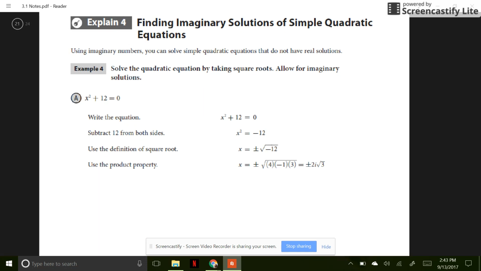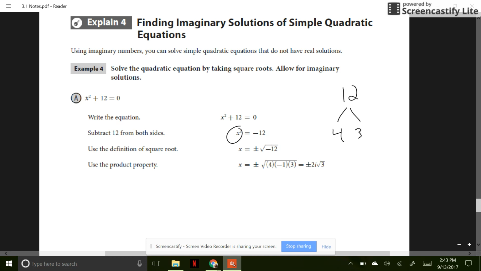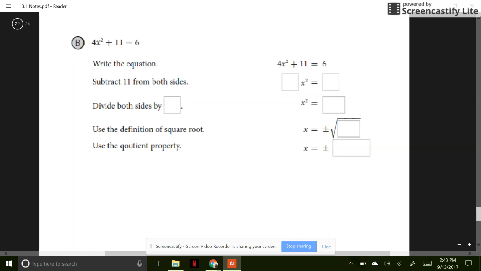So using imaginary numbers, we can solve these simple quadratic equations that don't have real solutions. Like we did before, we isolate the squared term. In this case, we subtract 12 from both sides. Then we take the square root of both sides to get plus or minus the square root of -12. Again, this is where we do a factor tree. 12 is made up of 4 and 3. 4 means we can pull a 2 outside the root. 3 has to stay inside, and then we'll also pull an i outside. So our solution would be plus or minus 2i times the square root of 3.